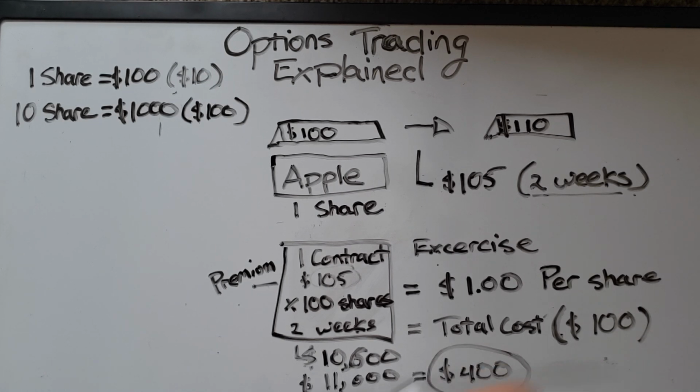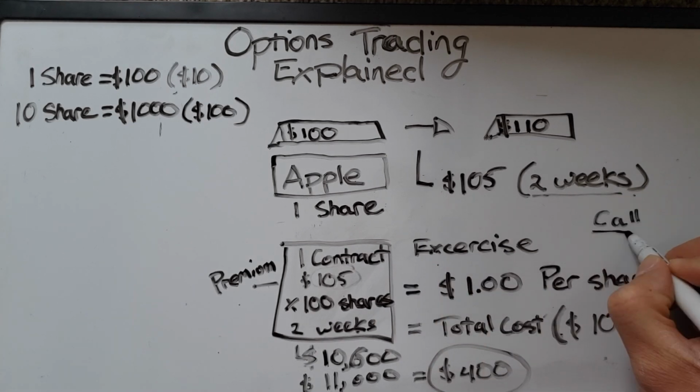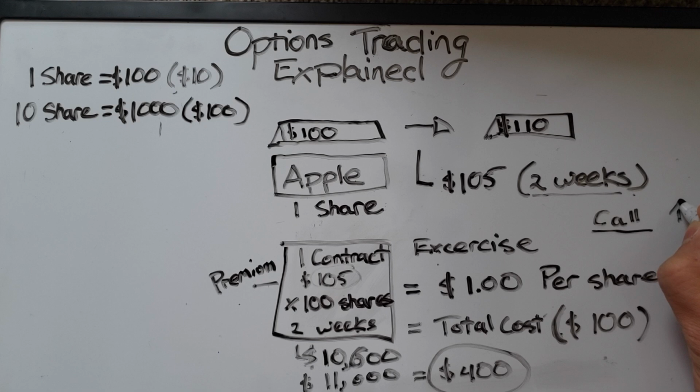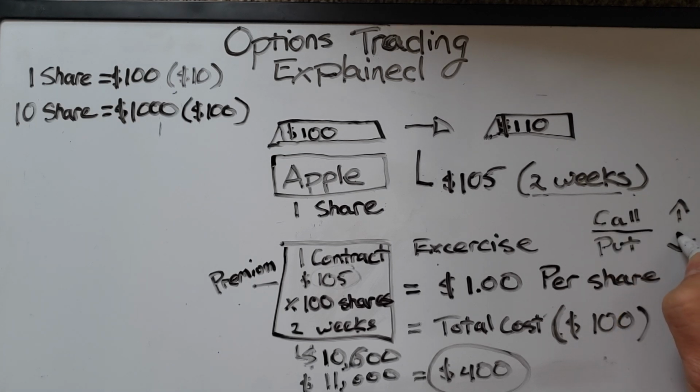And that's how that transaction would take place. This would be a call contract because you're anticipating the price of the stock to go up. Now, there are also put contracts. It works the same exact way, except you're anticipating the price to go down. All right, you can make money either up or down. I just showed you an example of a call option.